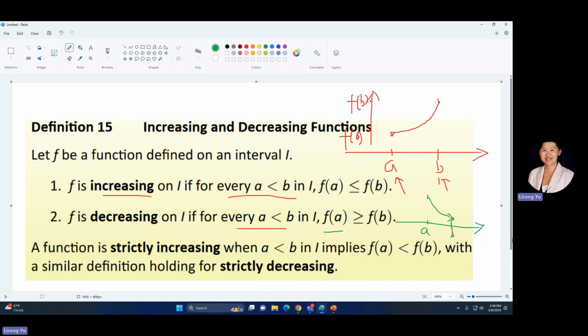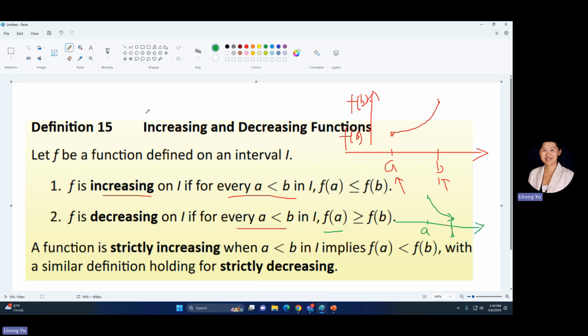And then for increasing and decreasing, we allow them to be equal at some parts. But if we remove the equal sign in the definition, they're called strictly increasing and strictly decreasing, meaning that at no point is it flat. So it doesn't involve any recovery.